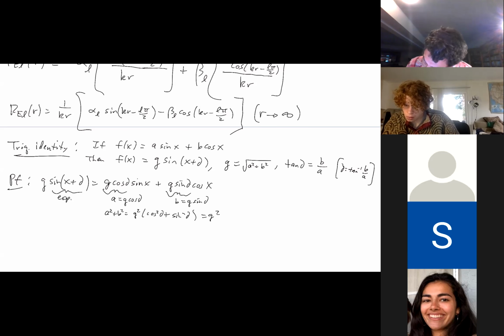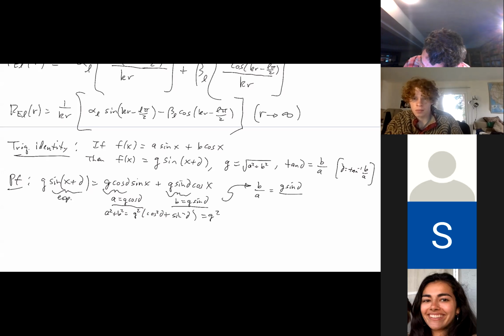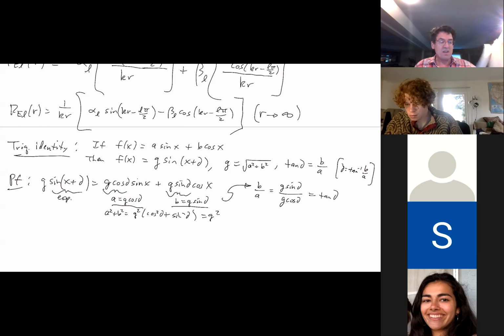And then the other one is, if I have this thing equals that and that equals that, then you see that B over A is equal to G sine delta over G cosine delta, which is equal to tangent delta. Okay, so we just proved it. So we're going to use this.